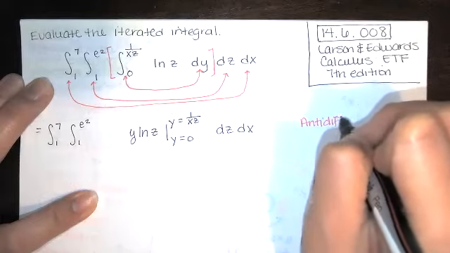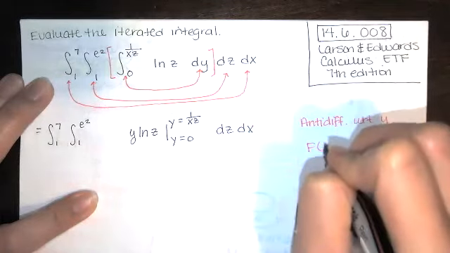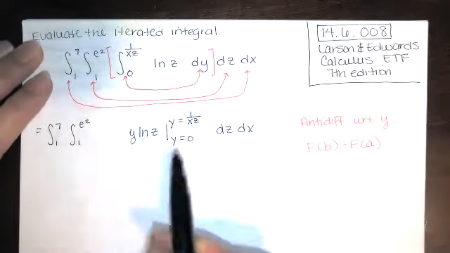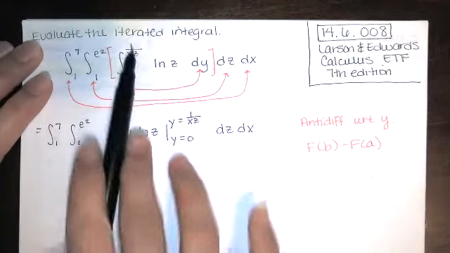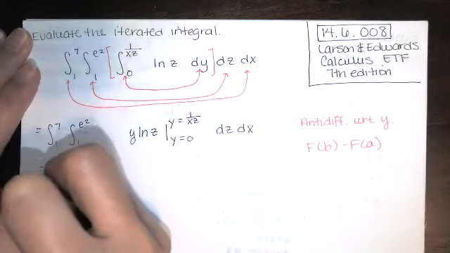It's not too bad. You just anti-differentiate and apply the fundamental theorem. Just remember that these bounds are values for y. Don't substitute them for z or anything else.